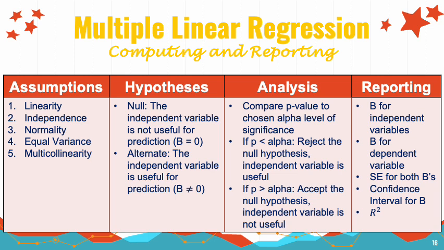Reporting the results of multiple linear regression is also an extension of reporting the results of simple linear regression. You should still use a table format and include the unstandardized coefficients b for each independent variable and the dependent variable, the standard error of the unstandardized coefficients, the confidence interval for the unstandardized coefficient, and an overall statistic about the fit of the model such as R squared. The difference is that you will have a row for each independent variable.